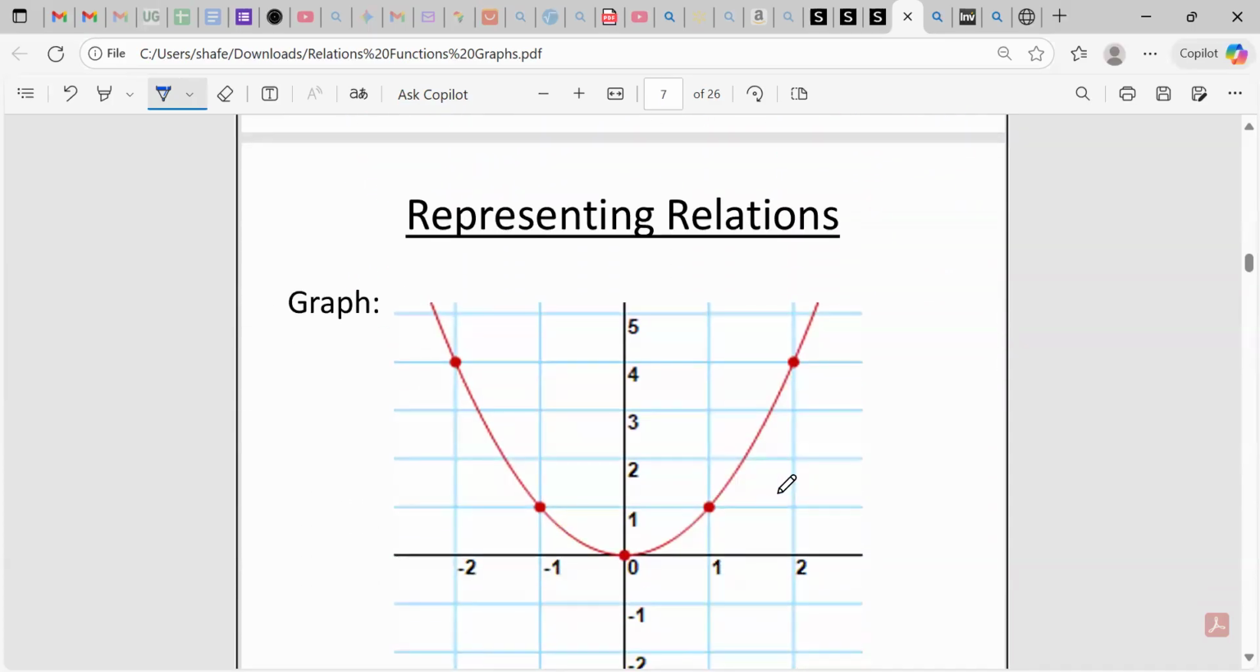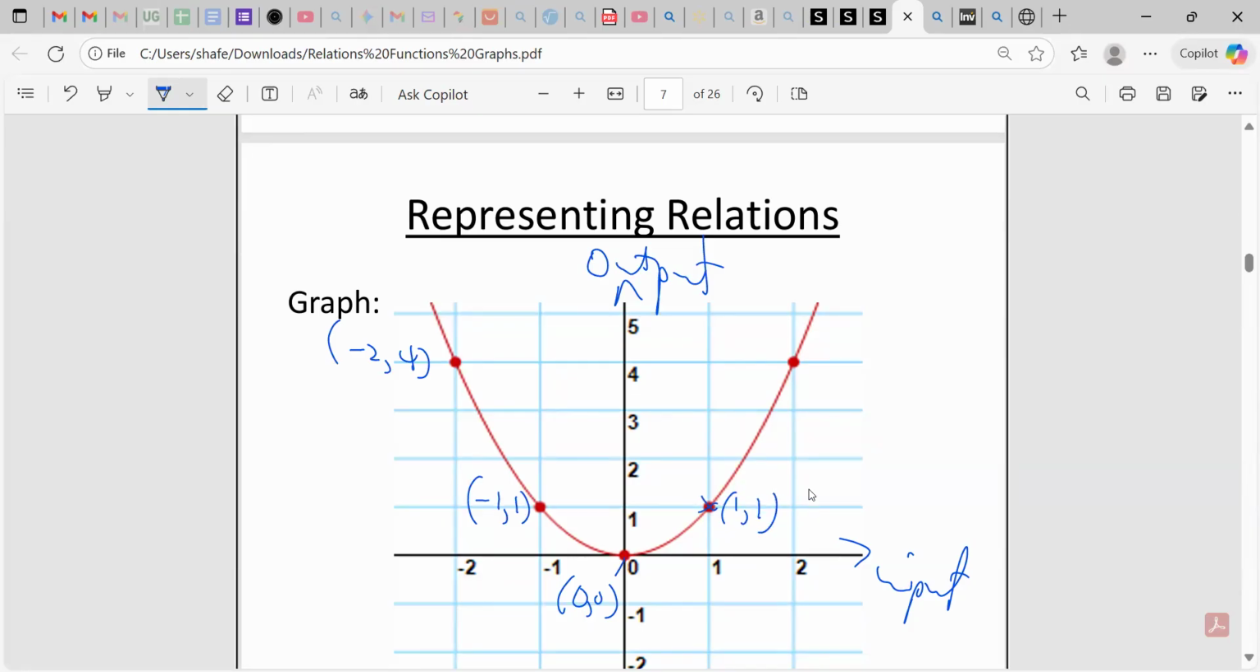Yes, sir. And this is what the graph looks like, right? Again, you put the input here. I'm not going to call it X yet. And this is your output, right? So you got -2, 4. Here is -1, 1. This part is the origin, 0, 0. Down here is 1, 1. And here is 2, 4, right? Very important, to draw a graph, read a graph.